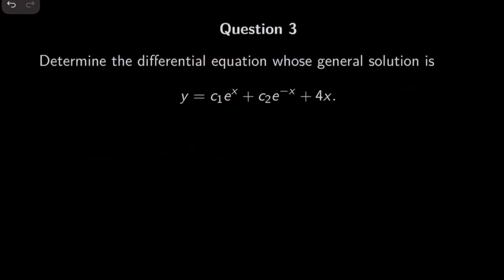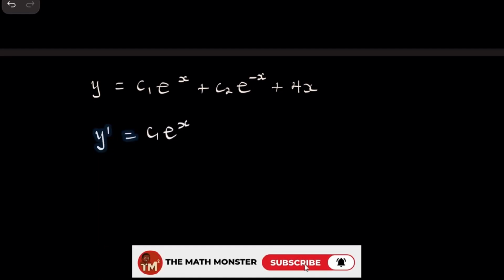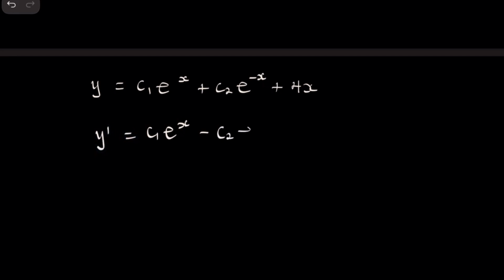Our third question is giving us determine the differential equation whose general solution is y is equal to c1 e exponent x plus c2 e exponent minus x plus 4x. So here we have two constants, that's c1 and c2, so we have to differentiate this guy twice. The y prime will be giving us x, we're going to have 1. So 1 times c1 is just c1. So c1 ex. Then we differentiate minus x, that's going to be minus 1. So that will be minus c2 e minus x. Plus, when we differentiate 4x, we are going to have 4.